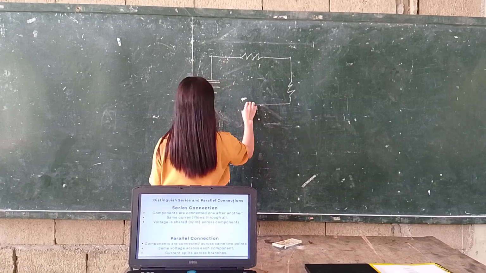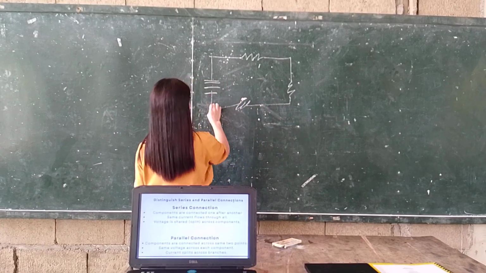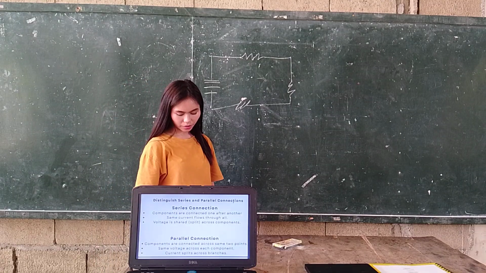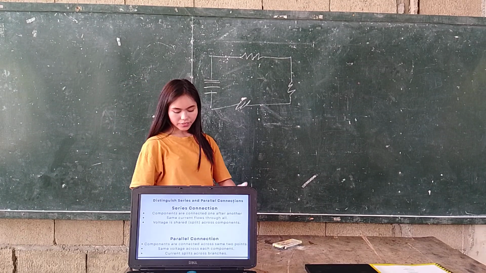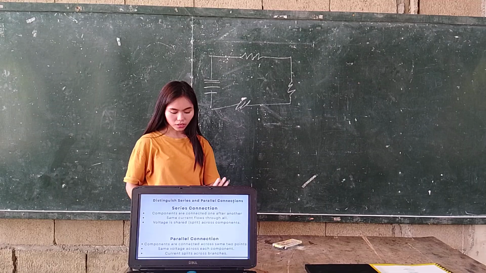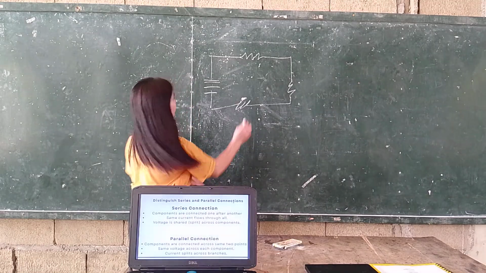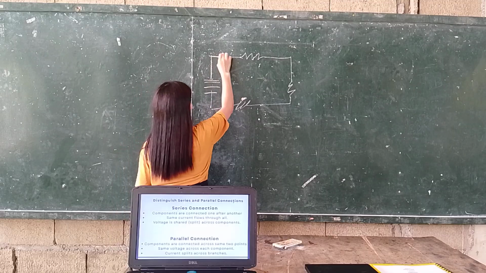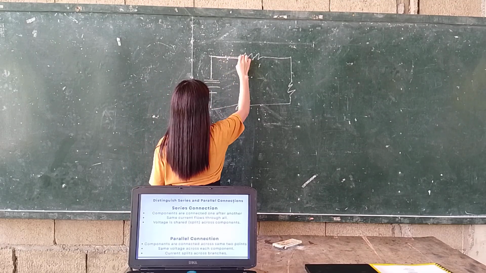Straight na siya. So how do we identify that it is a series circuit? A series circuit flows in one direction. As you can see, it is just straight. The source is straight lang na siya, like the current.